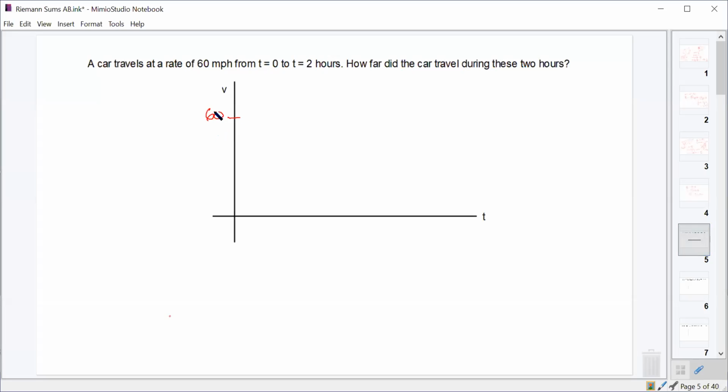I am driving a car for 2 hours. That's a long time. There's my graph of my velocity function. My velocity is 60 miles an hour. I drove from t equals 0 to t equals 2 hours. How far did I go? 120 miles.